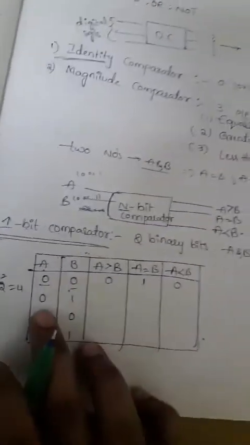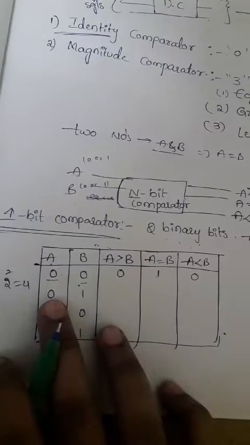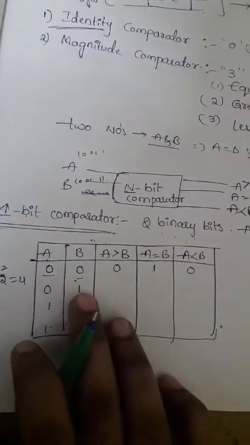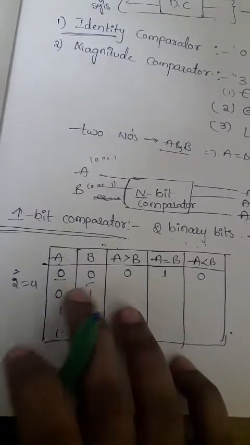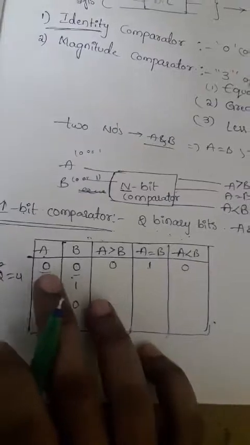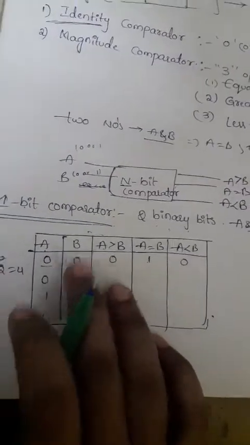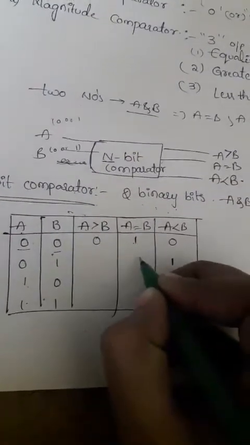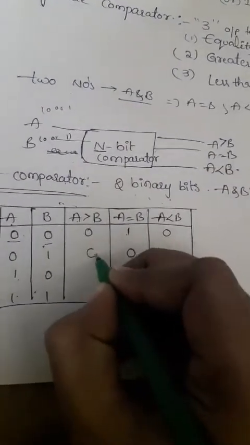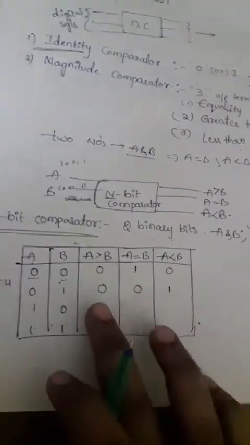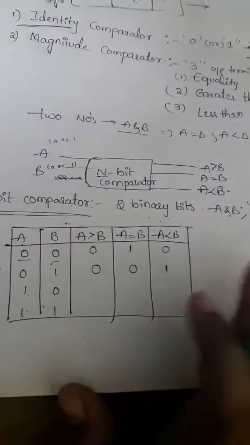Now comparing the second case, A equals 0 and B equals 1. Comparing these two values, A is 0 and B is 1, which is A less than B, right? So the A less than B condition is satisfied, this is the true condition. Compared to that, the remaining conditions will be false, so put the remaining two conditions as 0 and the true condition as 1.